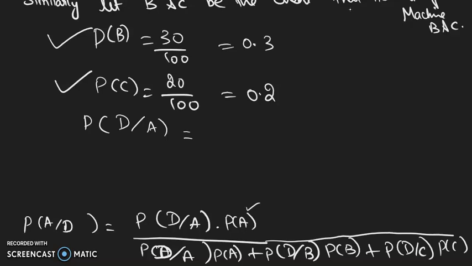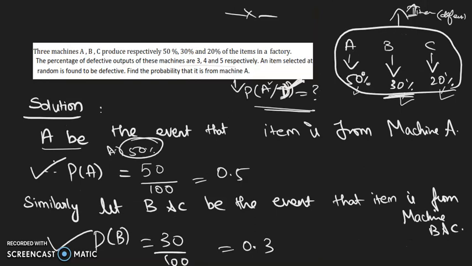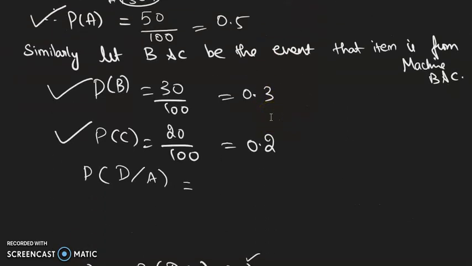So I got P of A, P of B, P of C. Now I have to find P of D given A. In your question, let me go back to the question. The percentage of defective output of these three machines are given as 3, 4 and 5. So defective from A is 3%, which is 3 by 100, that is equal to 0.03.